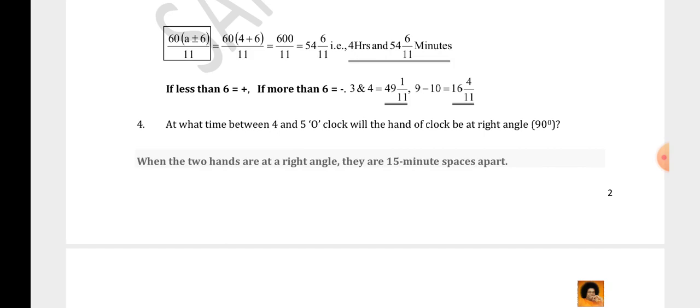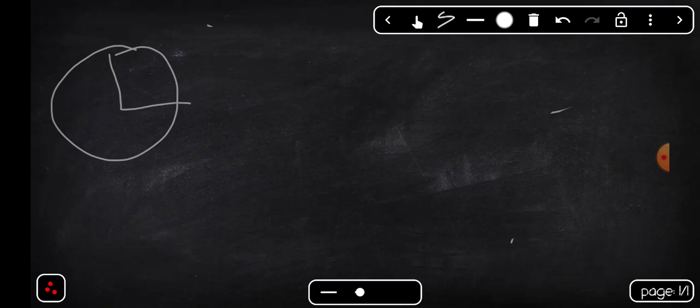As we know, suppose this is the blackboard, and this is the clock. This is the right angle. Let us see. When two hands are at a right angle, they are 15 minute spaces apart. There will be 15 minute space apart.